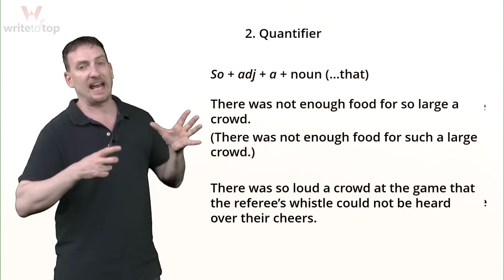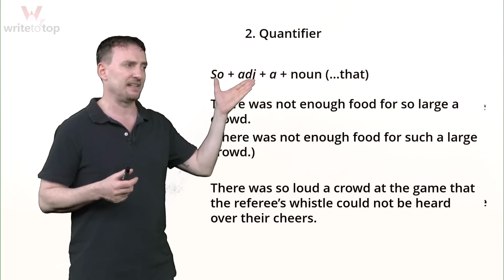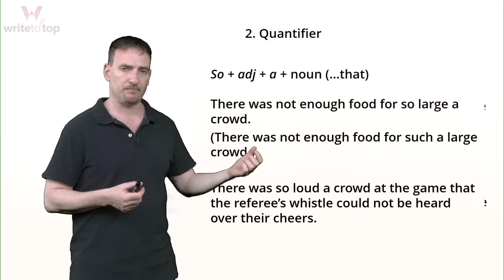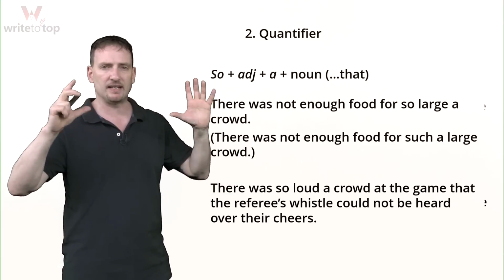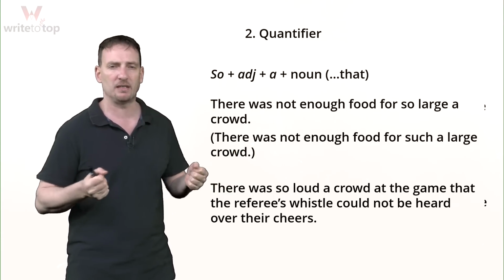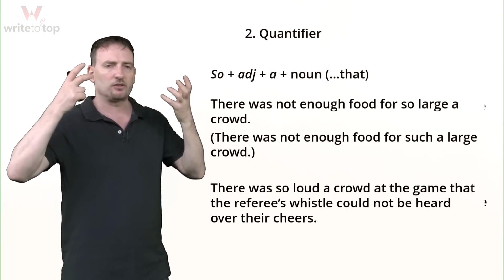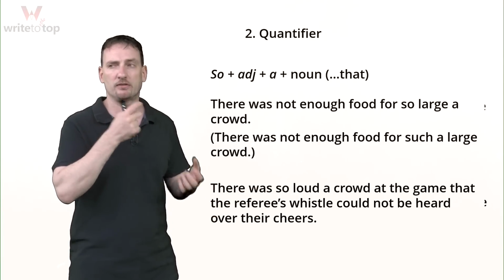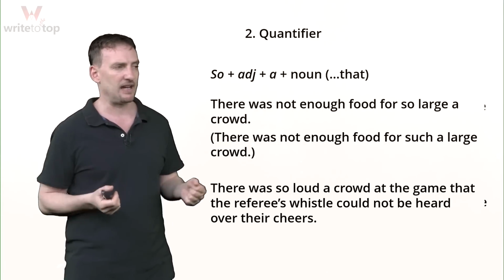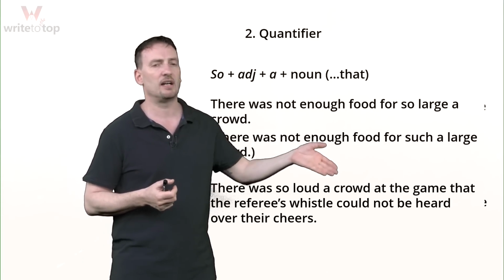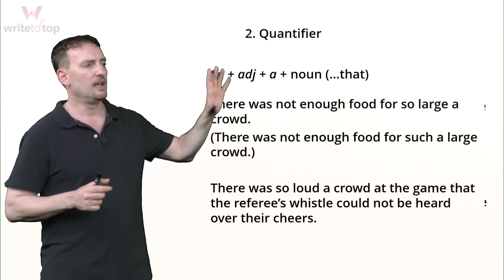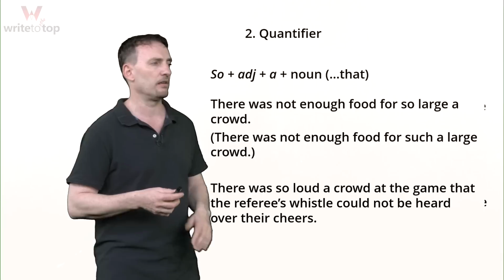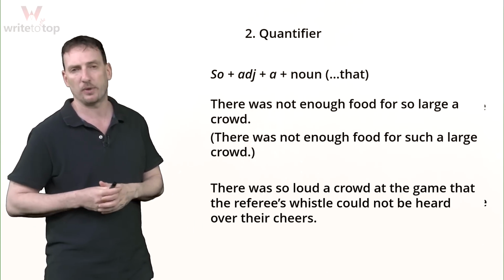Now, if I want to add a that clause, it's basically the same idea. There's still an adjective and a noun, but there's still a consequence. There was so loud a crowd at the game. So let's say we're at a hockey game, we're in the arena, the crowd is really chanting, cheering on their team, screaming, whistling, etc. It's so loud that the referee's whistle could not be heard over their cheers. So the referees are blowing their whistle, but the players can't hear because the crowd is so loud. So loud a crowd. Another way to write this: the crowd at the game was so loud that the players couldn't hear the whistle blowing.